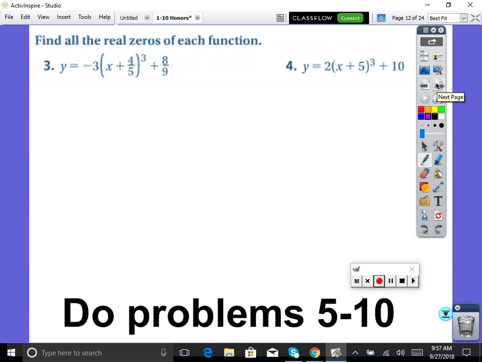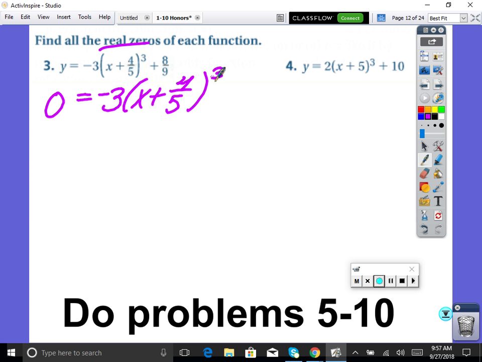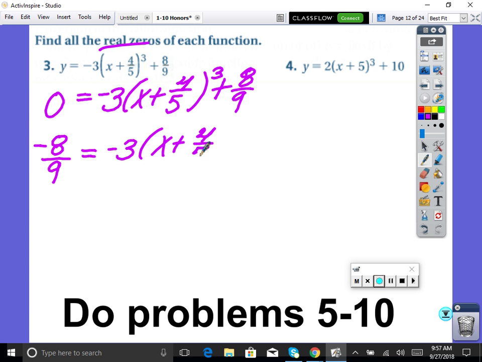Okay, so I just want to look at these two, and I'm going to let you go for it, but you need to watch these two. It says find the real zero. This only has one real zero. I have to set it equal to 0. 0 is equal to -3 times (x plus 4/5) cubed plus 8/9. Now subtract 8/9. Everyone watching, -8/9 is equal to -3 times (x plus 4/5) to the third power.